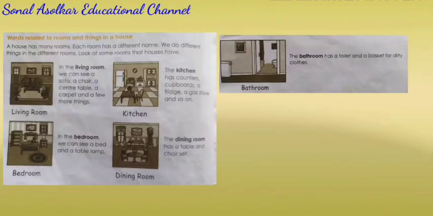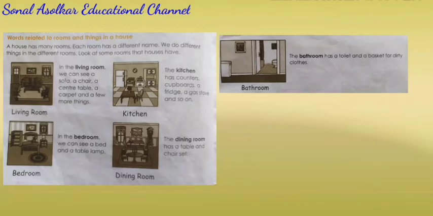Then next part is on vocabulary part. Words related to rooms and things in a house. A house has many rooms. Each room has a different name. We do different things in the different rooms. Look at some rooms that houses have.